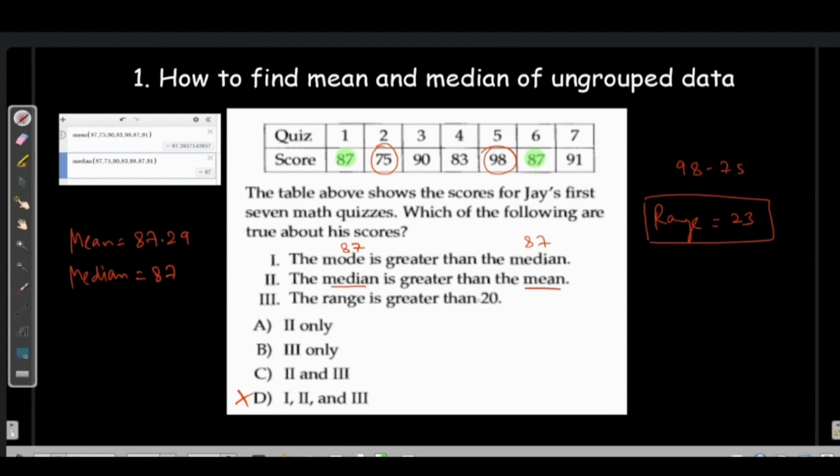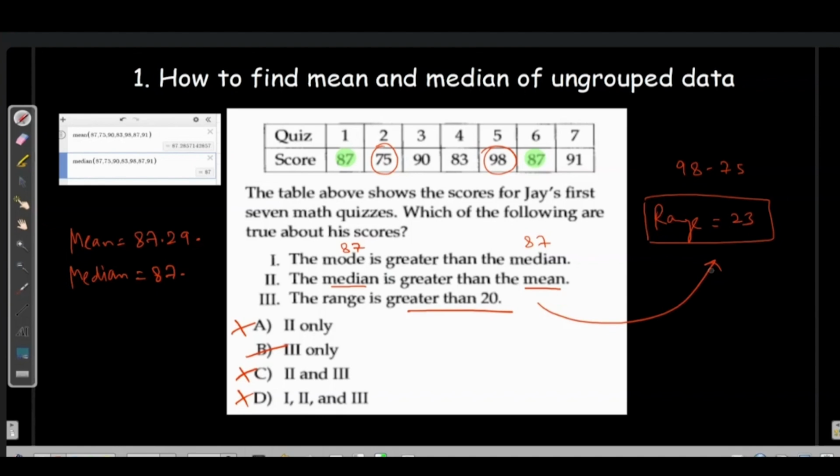Is the median greater than the mean? No, I don't think so. The median is 87 and the mean is 87.2. So obviously, the median is not greater than the mean. So that's out and that's out. The only option remaining is option B, which makes sense: the range is greater than 20. Absolutely, it is greater than 20. It is 23.